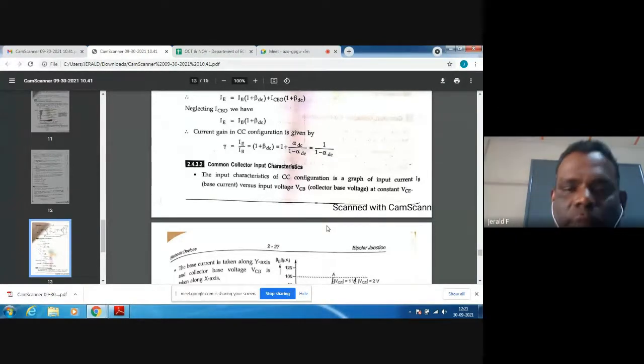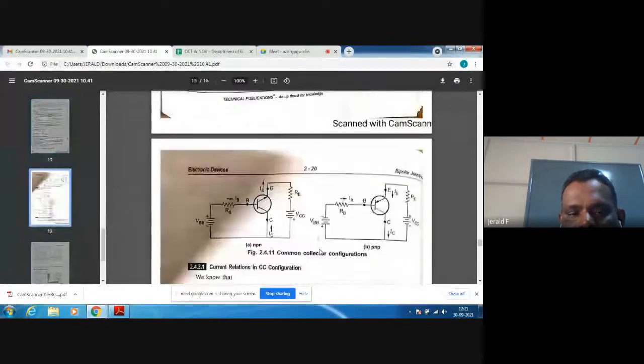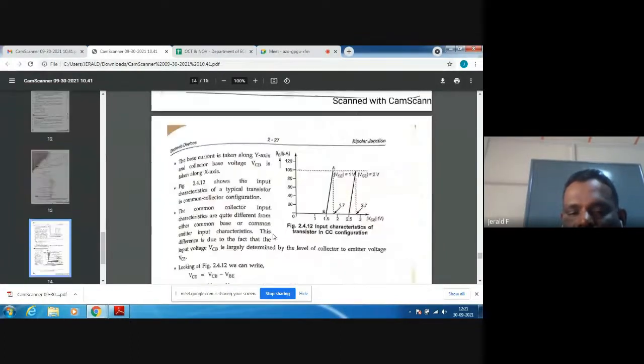And next goes to the input characteristics. What are the input characteristics? You already know the input characteristics of common emitter as well as common base. Okay, you can check the diagram. It is used for the base as well as the collector, not the base as well as the emitter. It can be used for the base as well as the collector also. So the base as well as the collector.